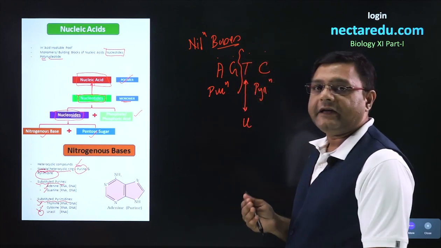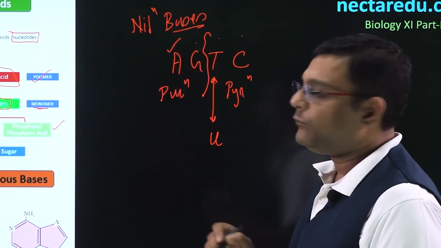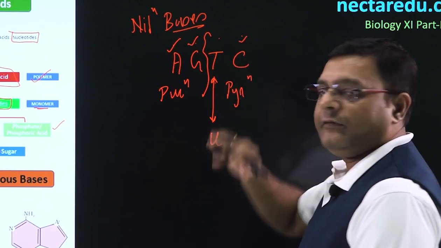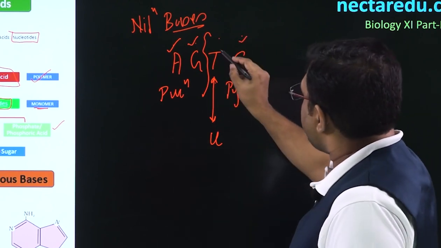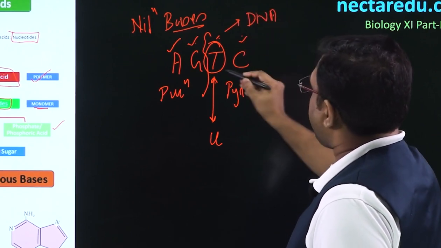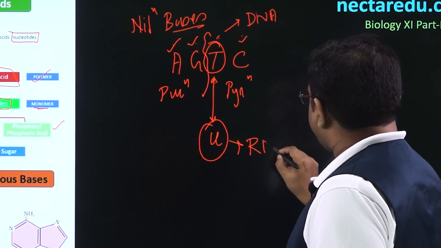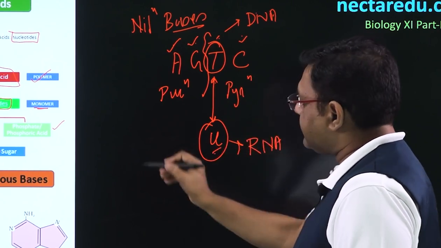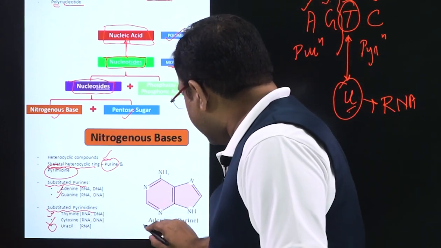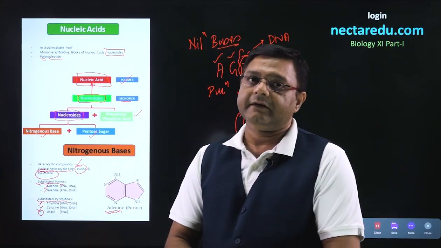The difference lies in the fact that adenine will be in both DNA and RNA, guanine will be in both, cytosine will be in both RNA and DNA, but thymine will only be present in DNA, and in place of thymine, RNA will have uracil. Seeing the structure of purine and adenine is shown here in the diagram.